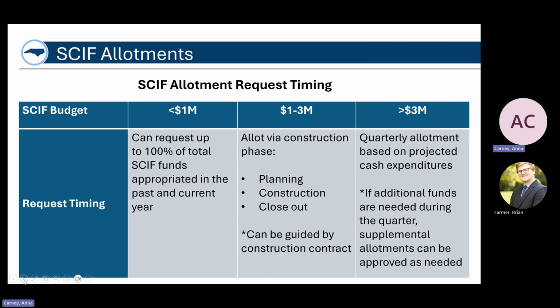And then finally, like we said before, if the project is more than $3 million, we ask that those are submitted on a quarterly basis based on projected cash expenditures. However, if additional funds are needed during the quarter, we can still approve supplemental allotments. Just because it's what you submitted in your quarterly allotment doesn't mean that's all that you're allowed to request. We're happy to work with you on that if that situation comes up. So just let us know.